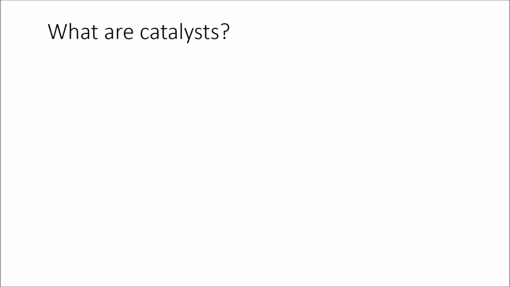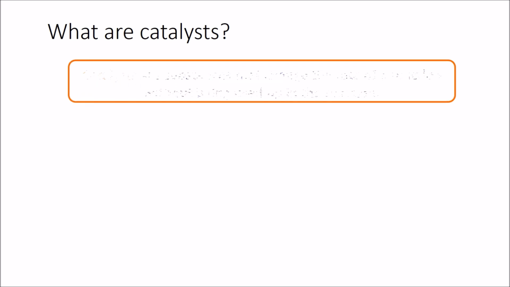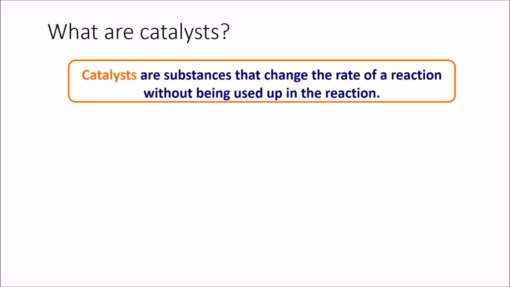So let's start with the question, what are catalysts? Now you will probably know from enzymes, which are a biological catalyst, that catalysts are substances that change the rate of reaction without being used up in the reaction. So that means they will speed up a reaction, but they're not actually taking part, they're not changing the bonds, they're not forming a new product. Okay, and that's really important because it means that we can use them over and over again. Okay, so that's what a catalyst is. You want to put that definition down, you might want to pause the video so that you can do that.